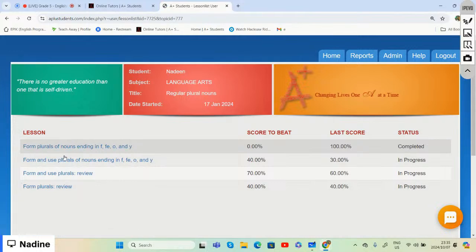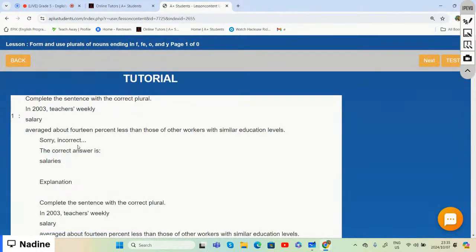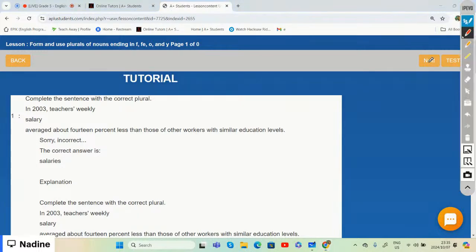All right, so now we're going to form and use plurals of nouns that end in fe, o, and y. It says we need to complete the sentence with the correct plural. In 2003, teachers' weekly salary averaged about 14% less than those of other workers with similar educational levels. I'm going to underline the word, and then you are going to write down the plural form of that word, right?